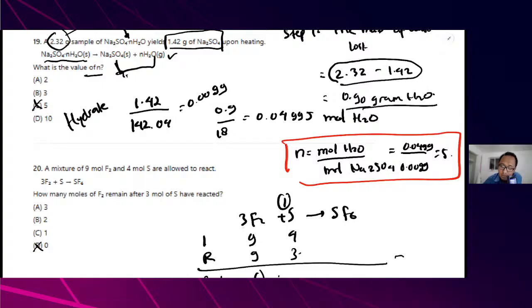Because this one is 1, just times. Okay, something like that. All right, so we have 2 new types of question over here. For the previous one, we were asked about the hydrate problem, hydrate question. And then for number 20 here, we are asked for the limiting reagent, which one is completely used up, which one is still remaining, something like that.